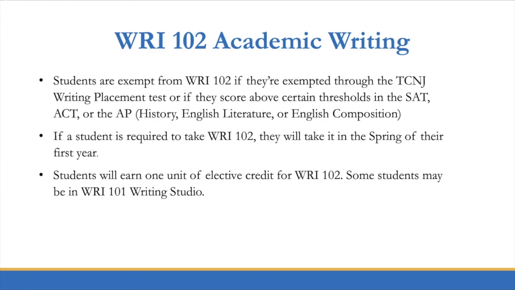Writing 102 is academic writing. Each section is on a different topic based on the instructor's interests or expertise. Students can be exempt from Writing 102 if they are exempted through the TCNJ writing placement test that they take the summer before their first year, or if they score above a certain threshold on the SAT, ACT, or AP test. Currently, if a student is required to take Writing 102, they'll take it in the spring of their first year. Students earn 1 unit of elective credit for Writing 102, and some students also place into Writing 101, which is a writing studio.